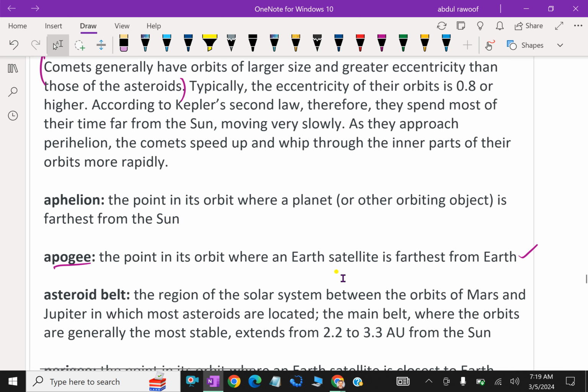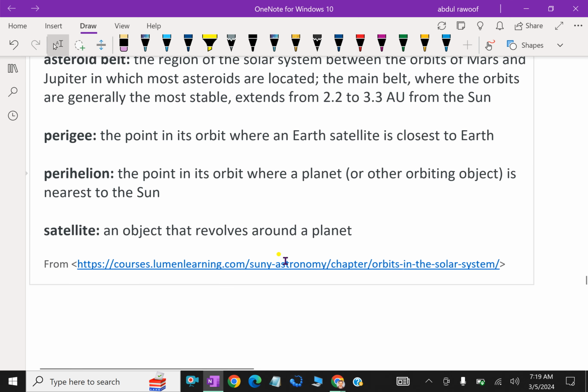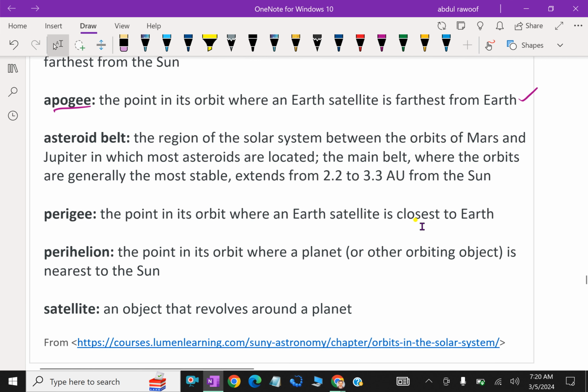Asteroid belt: the region of the solar system between the orbits of Mars and Jupiter in which most asteroids are located, the main belt where the orbits are generally the most stable. Perigee: the point in its orbit where an Earth satellite is closest to the Earth is called perigee. Closest to the Earth is perigee.